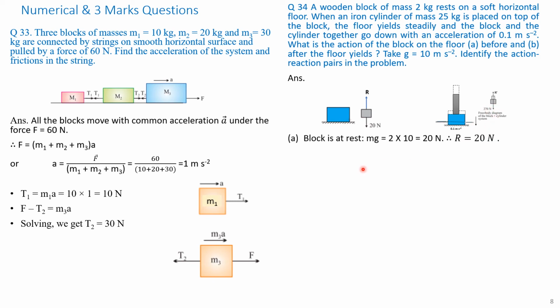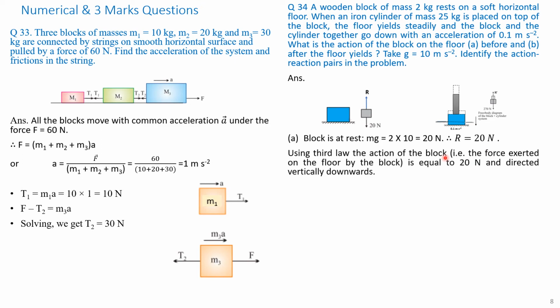Let us solve it. The block is at rest in case of A and its force is m into g, that is equal to 2 into 10. Therefore, 20 newtons. Therefore, R is vertically up. It is 20 newtons. Using the third law of action, the force exerted on the floor by the block is equal to 20 newtons and directed vertically downwards. Force is acting downwards.